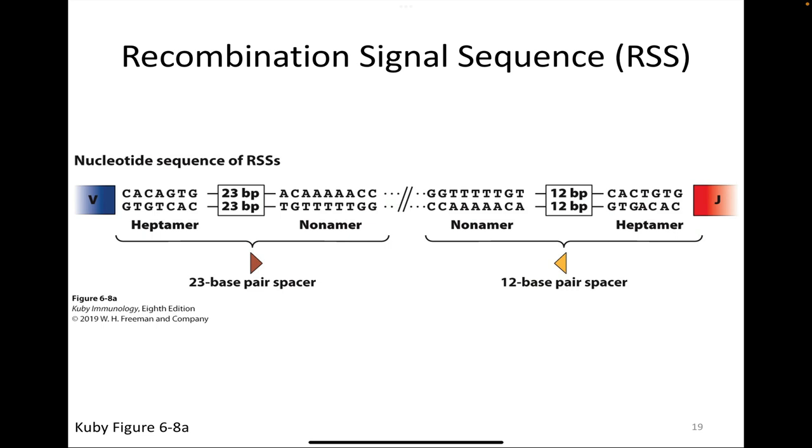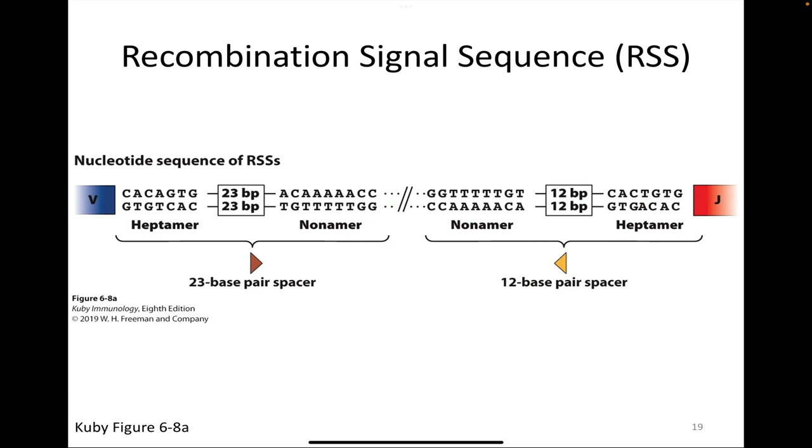Alternatively, we can have a 12 base pair spacer. It's the same 7 in the heptamer, but then it's 12 random bases. Then it's the same nonamer. Oftentimes, we draw these as little triangles. And you can see that they're drawn as 2 different color triangles. And so it's important to know when you're thinking about RSSs that there always have to be 2 different kinds.